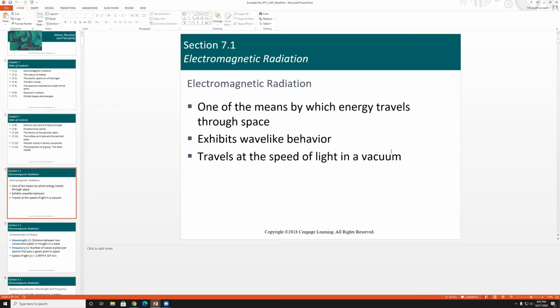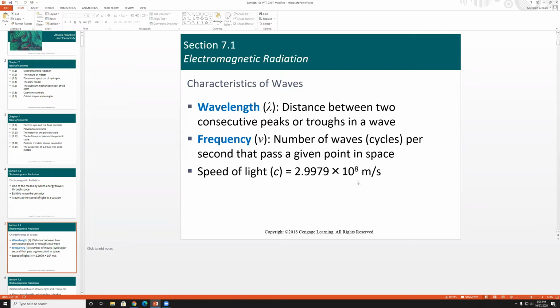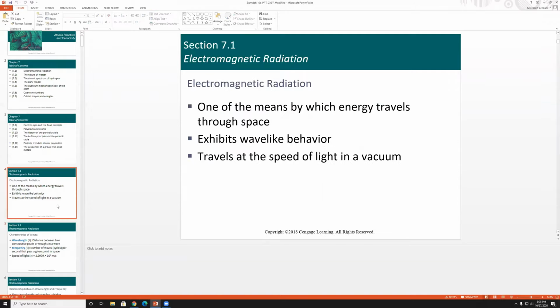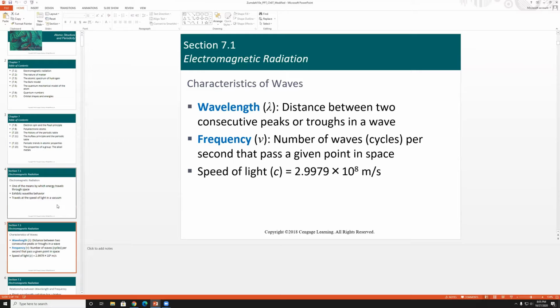And in a vacuum, all EM radiation, whether it's a radio wave, visible light, or an X-ray, travels at the speed of light, which is 3 times 10 to the 8th meters per second. So we call it 2.99, whatever. You could just say on exams, 3 times 10 to the 8th meters per second. And there are 2 key traits of every type of electromagnetic radiation. It has a wavelength and a frequency.